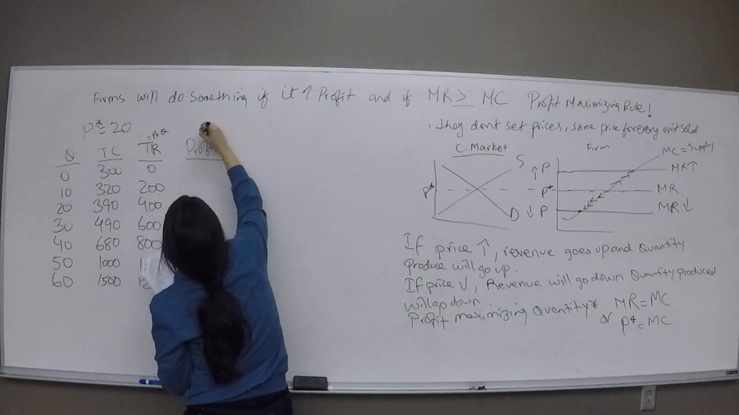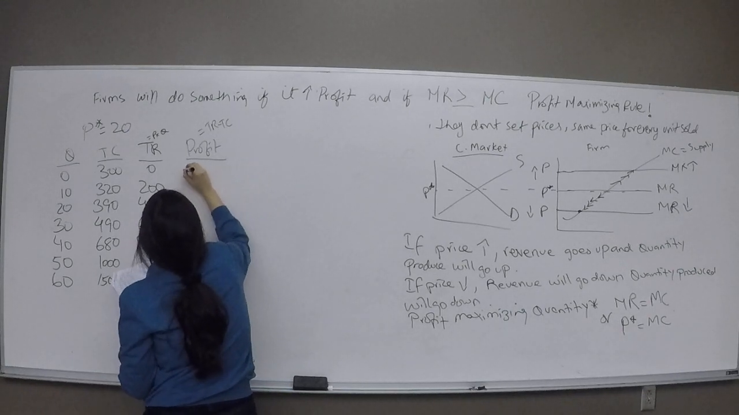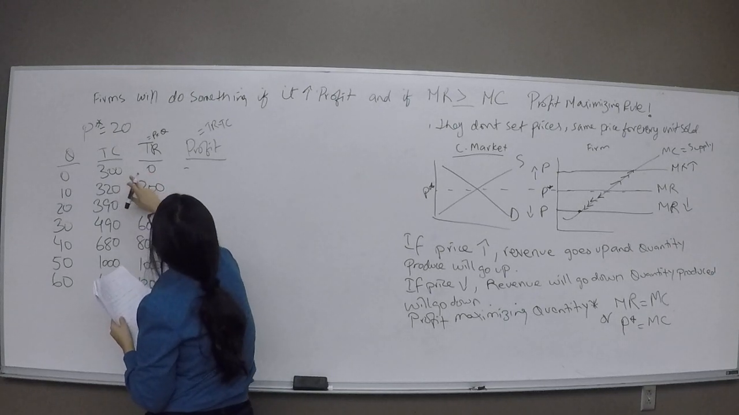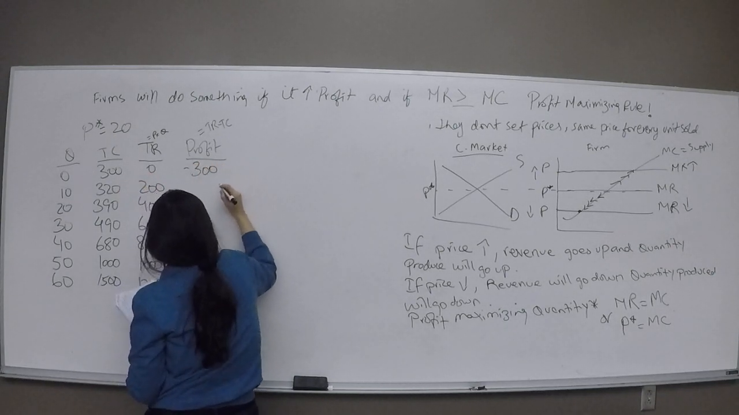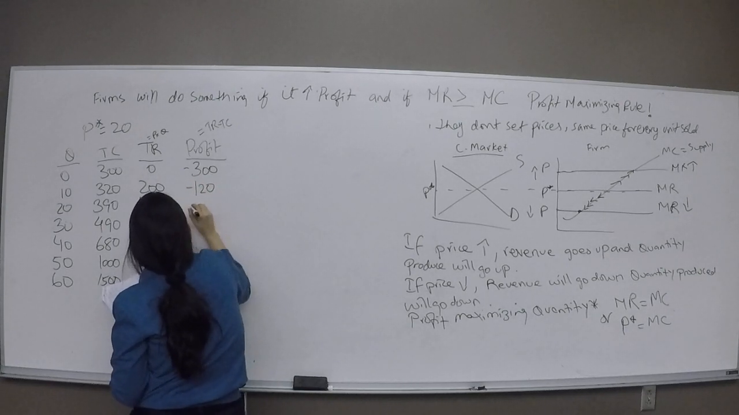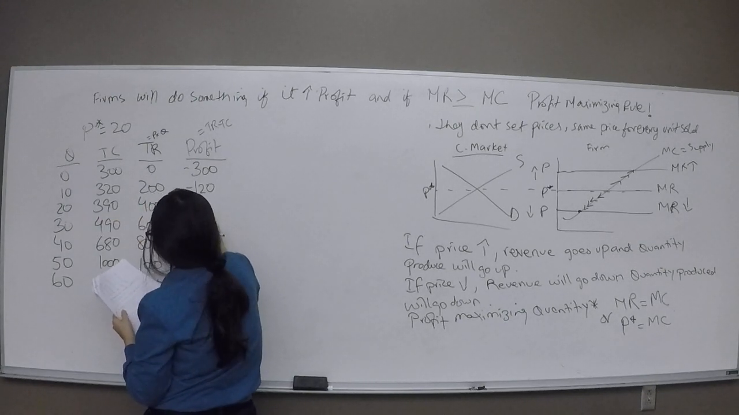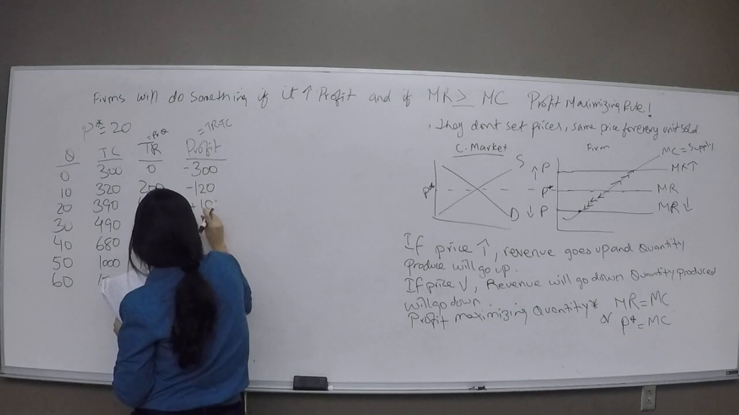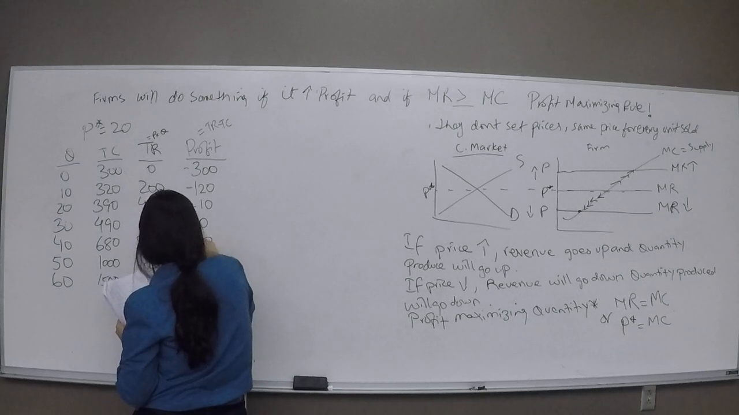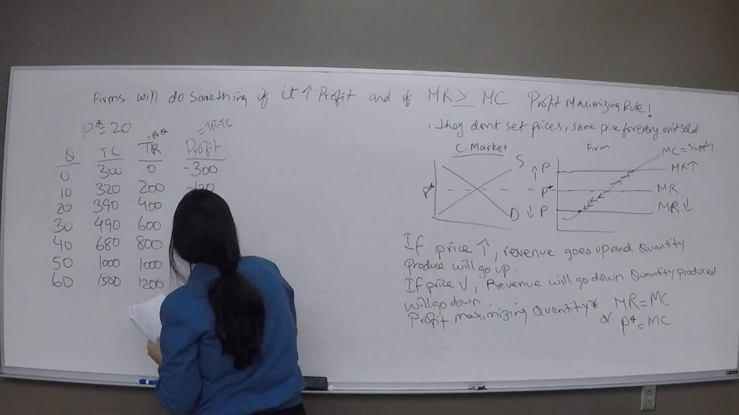Profit is equal to total revenue minus total cost. So for the first quantity, total revenue is 0, total cost is 300, so it's negative 300. For the second one, it's negative 120. For the 20th quantity, it is plus 10, then 110, 120, 0, and negative 300.